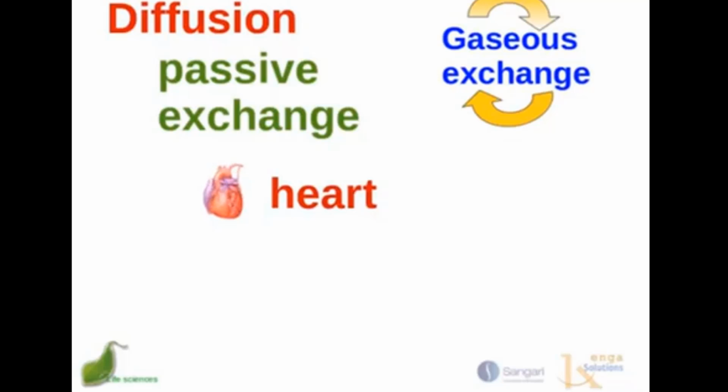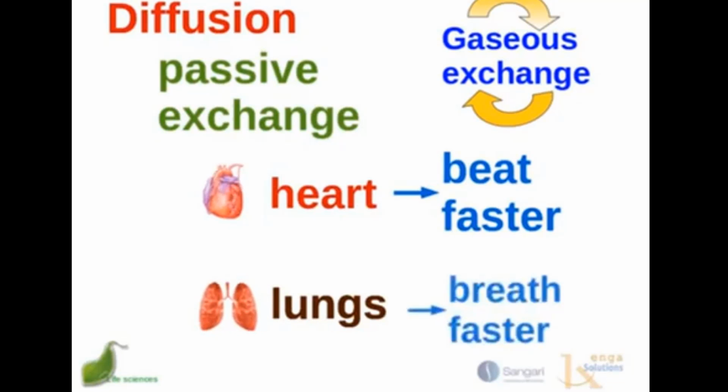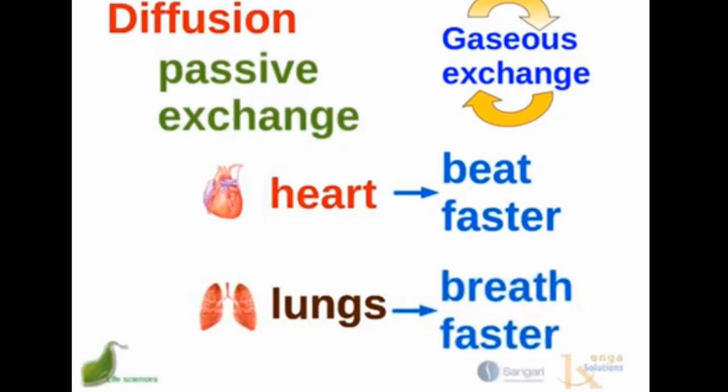One is to make the heart beat faster. If we make the heart beat faster, the blood flows to the lungs faster, and so the gaseous exchange happens more rapidly. The second way is to use our lungs and our breathing muscles and to breathe faster. And by breathing faster, we get more rapid exchange of gases. And when breathing faster and heart beating faster happen together, we can get more oxygen in and more carbon dioxide out more quickly.